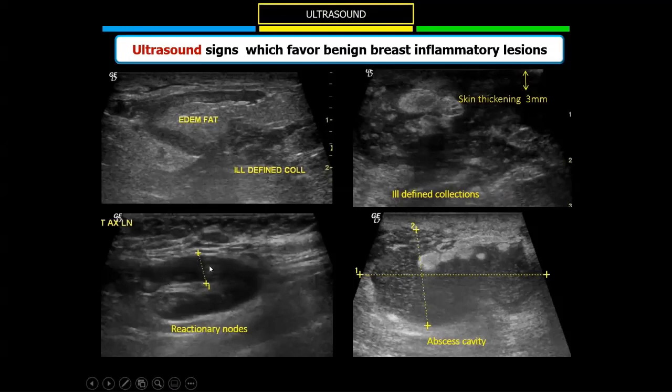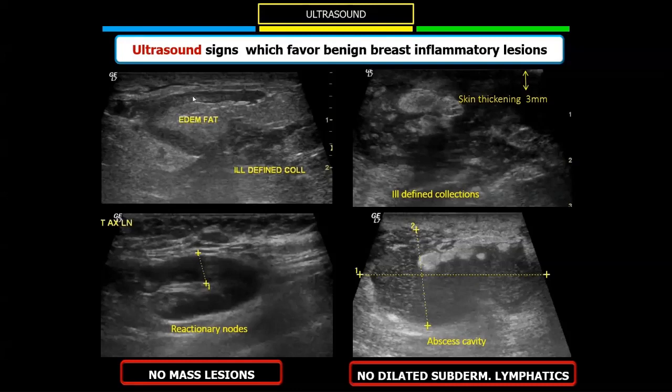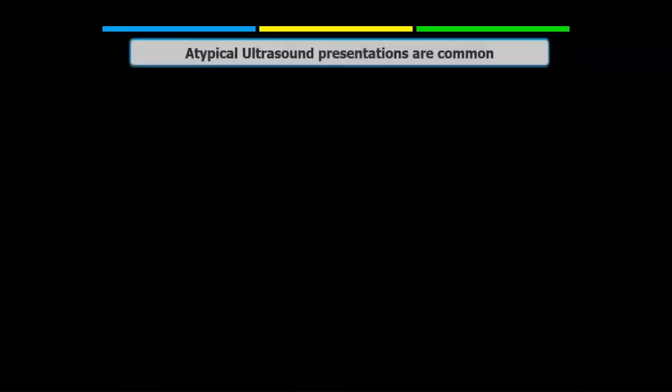And at the same time, we do not find any malignant mass lesions, and we do not find dilated subdermal lymphatics. The subdermal lymphatic is this very fine layer seen here, separating the skin from the breast parenchyma, and it is usually a potentially collapsed space. It only becomes dilated when there is a lymphatic obstruction.